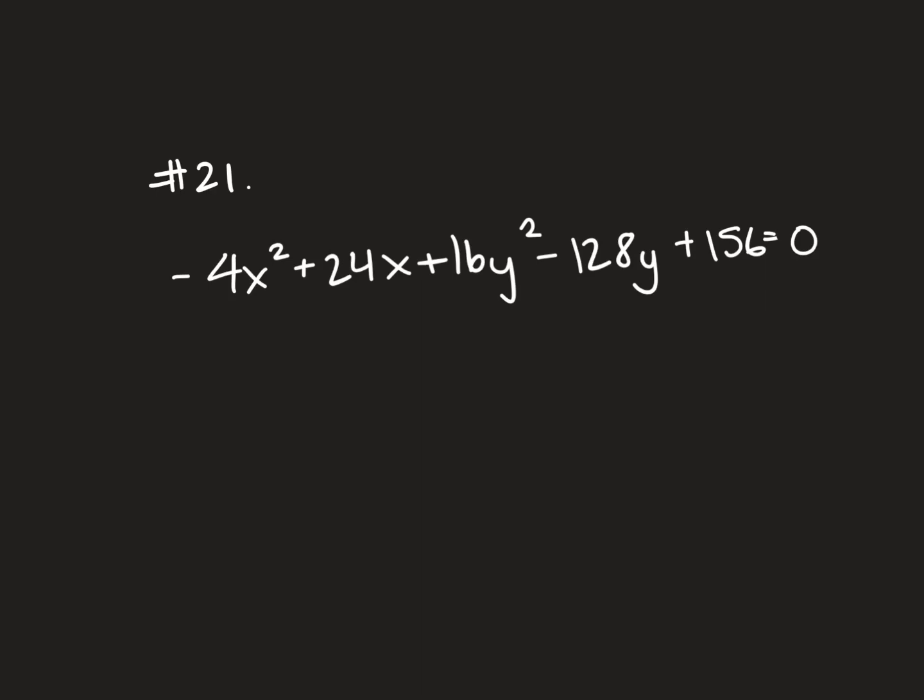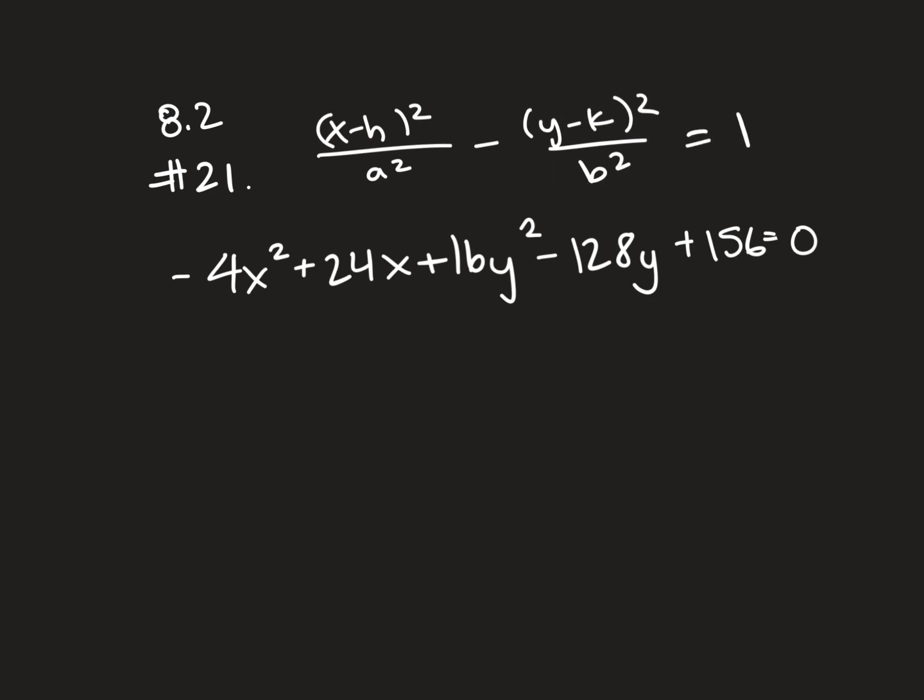This is number 21 from section 8.2, which is on hyperbolas. So our goal for these ones is to write it in standard form, and then you can identify all the stuff. Writing it in standard form means that we want it to look like something like this. And so we're going to have to complete the square twice. Notice that it has a minus in the middle.